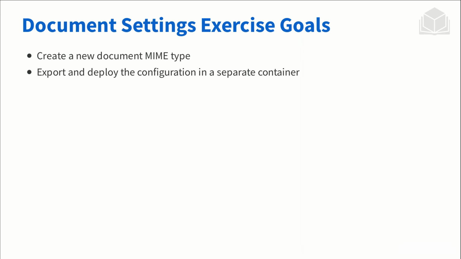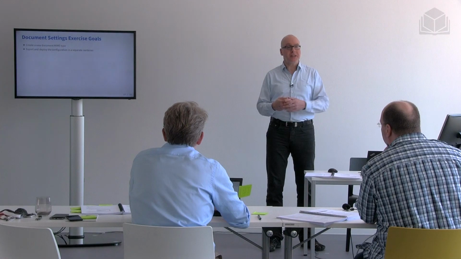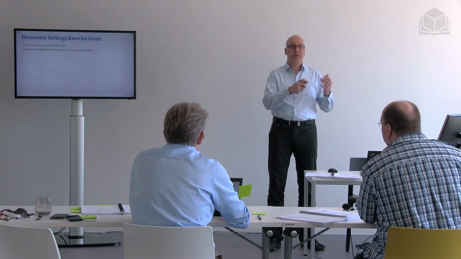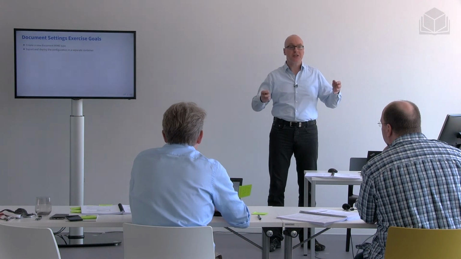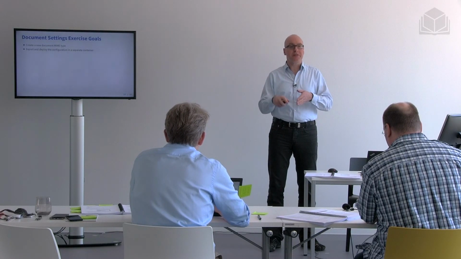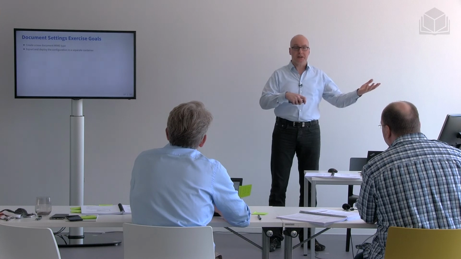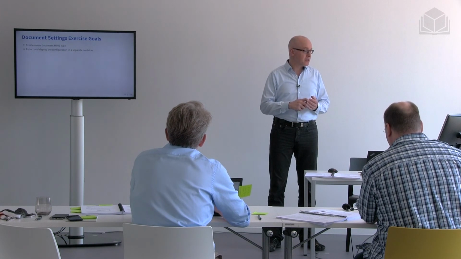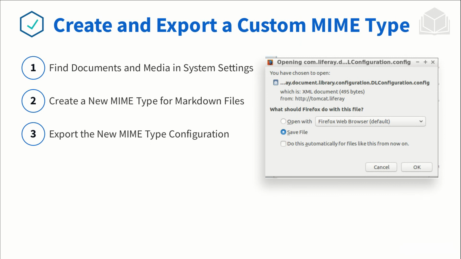For the document settings exercises, here are our goals. We'll create a new document MIME type. We'll export, deploy the configuration in a separate container. Well, remember, we have the Tomcat and we have the Wildfly container now, and we can actually migrate them from one to the other to use the user interface to generate our config file. Told you it's really hard to type them from scratch. Don't make a typo there. Well, rather take some system, configure it there, download the config file, and then you can deploy it to any other container, to any other system, to any other running system.